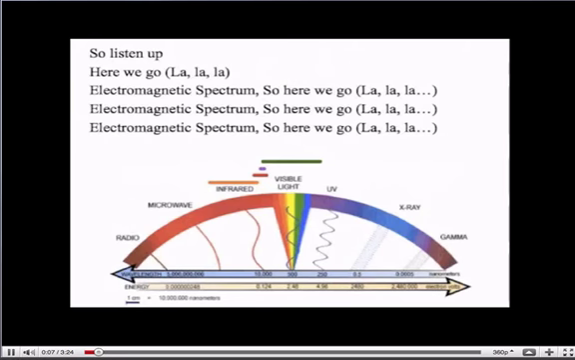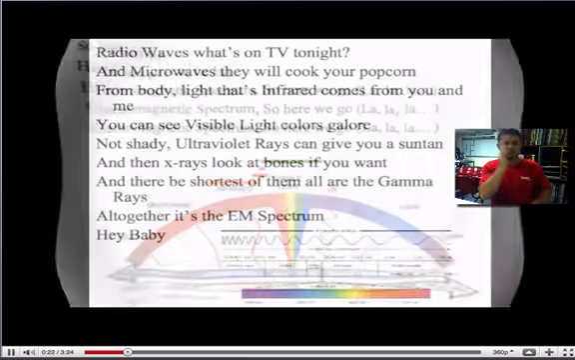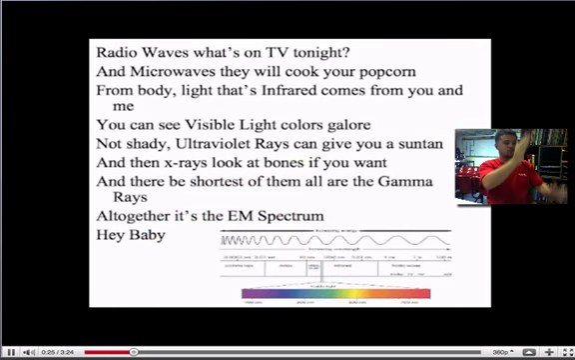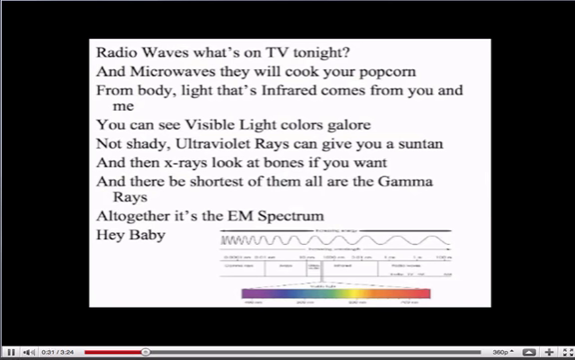So listen up. Here we go. Electromagnetic spectrum. Here we go. Electromagnetic spectrum. Radio waves, what's on TV tonight? And microwaves, they will cook your popcorn. From body light that's infrared comes from you and me. You can see visible light colors galore. Not shady, ultraviolet rays can give you a suntan, and then X-rays look at bones if you want. And the shortest of them all are the gamma rays. Altogether, it's the EM spectrum.